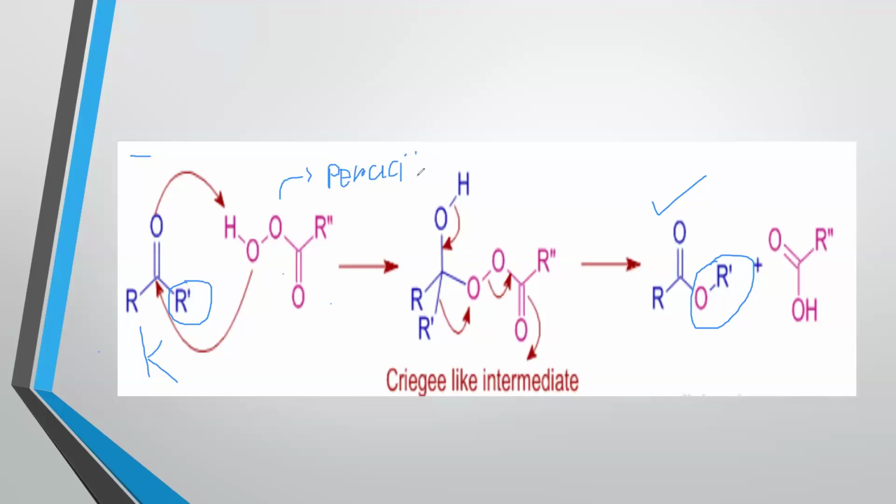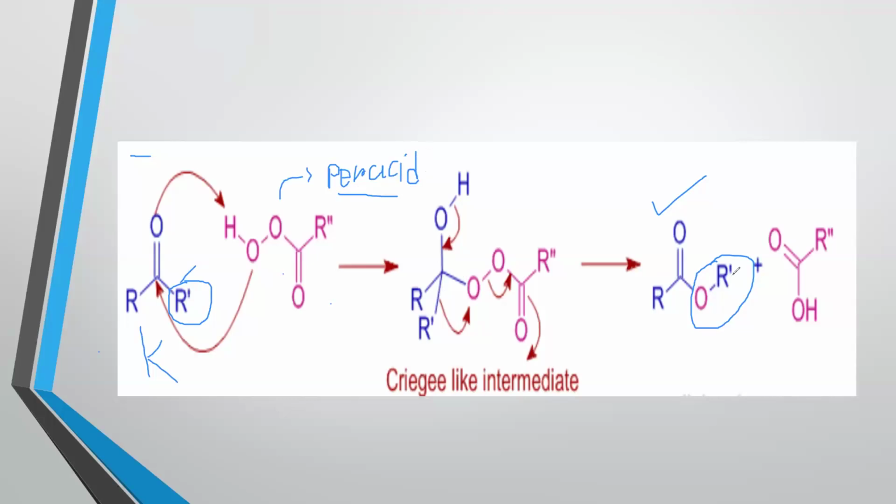Beckmann, no. In Beckmann, the rearrangement is on the nitrogen, right? Here it is on the oxygen. The rearrangement of this R dash group is taking place on the oxygen. Clemmensen, no, it's a reduction reaction. Clemmensen is not a rearrangement reaction. In Clemmensen, it's a reduction.